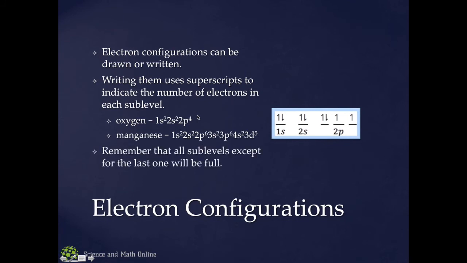Same thing with the manganese. 1s2, 2s2, 2p6, 3s2, 3p6, 4s2, 3d5. Once again, since we know this is where we stop, we know all of these have to be full, which means all the s's have 2 electrons, and all the p's have 6. Okay? So like I said, all of them except for the last one will be full. This makes life relatively easy for us. Okay. All right.